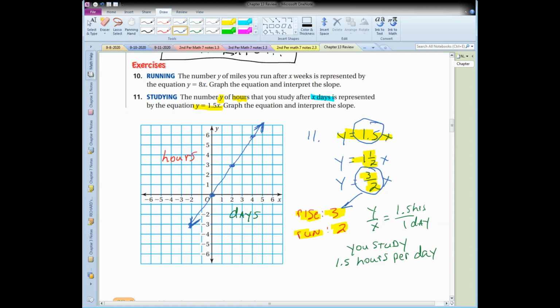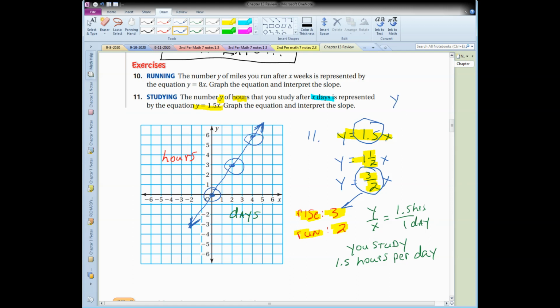All right. I know that this line is proportional because if I let x equal 0, y equals 0, and that line passes through the origin. So it passes through the origin, and then I can rise 3, run 2, rise 3, run 2. And then I can graph my line.